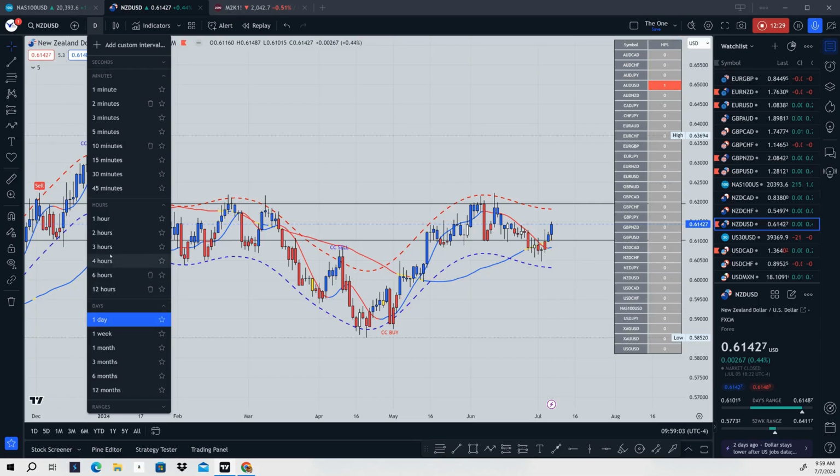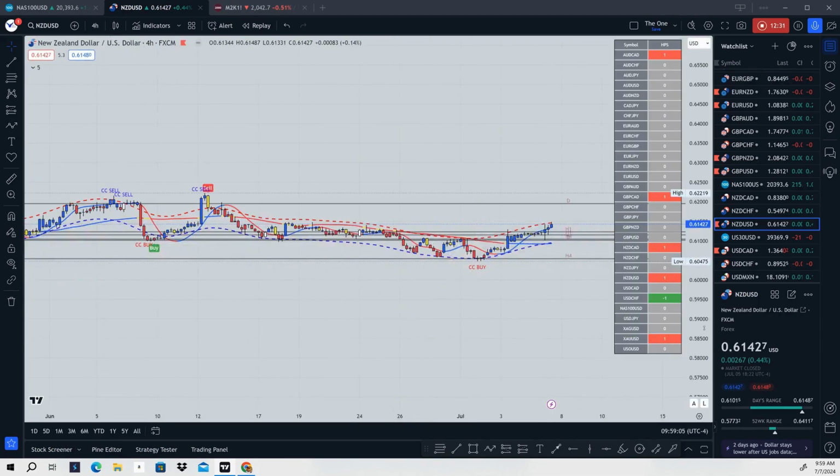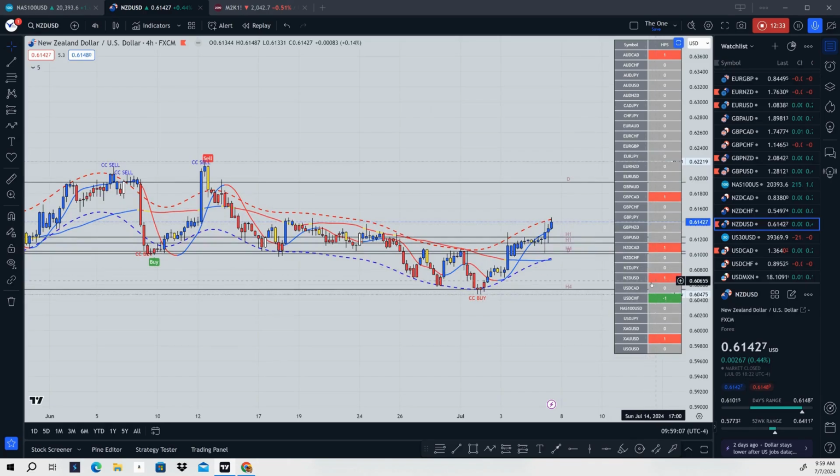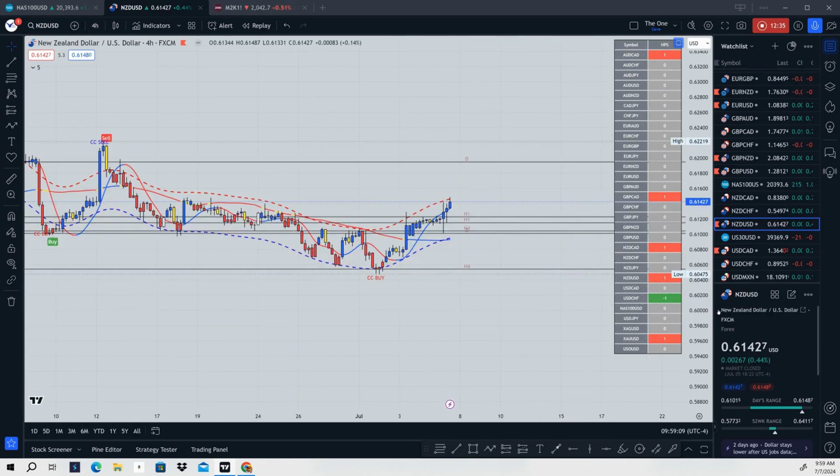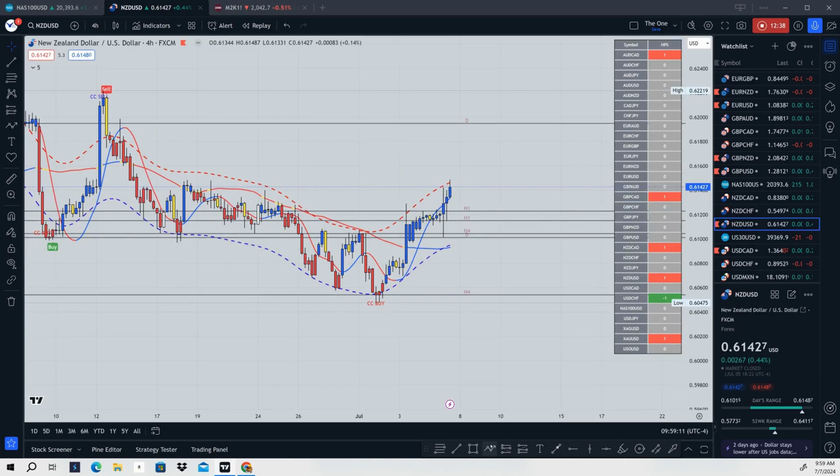4 hours telling us to sell. So if we get a 4-hour sell, which we have here on the scanner, that means it's just a pullback for price to go higher. Okay. So we're just looking for price to go higher. So once we get that pullback, we can look for an opportunity to buy NZD USD. Okay. Because it's just telling us to wait for a pullback.